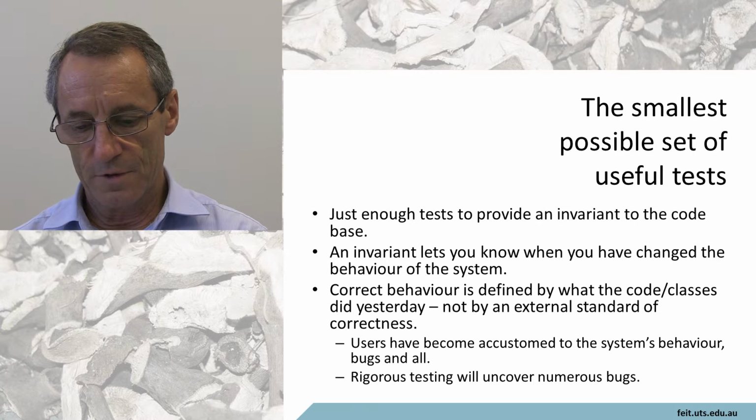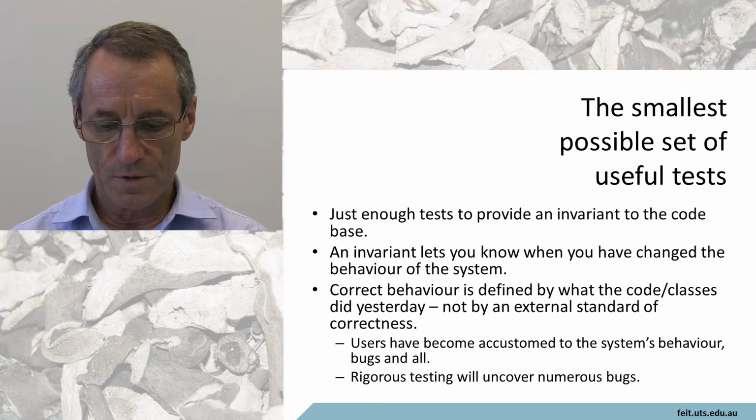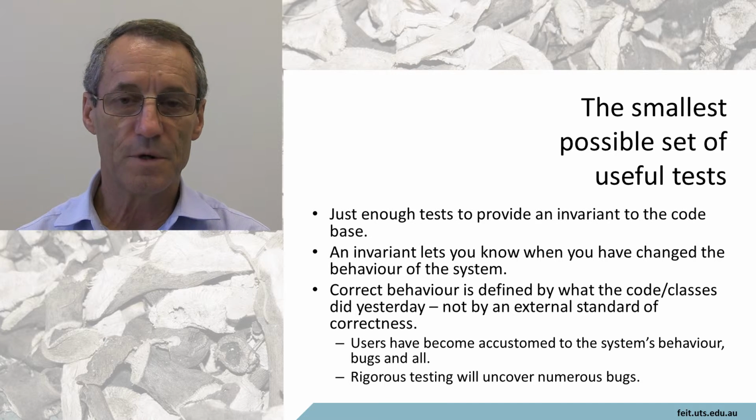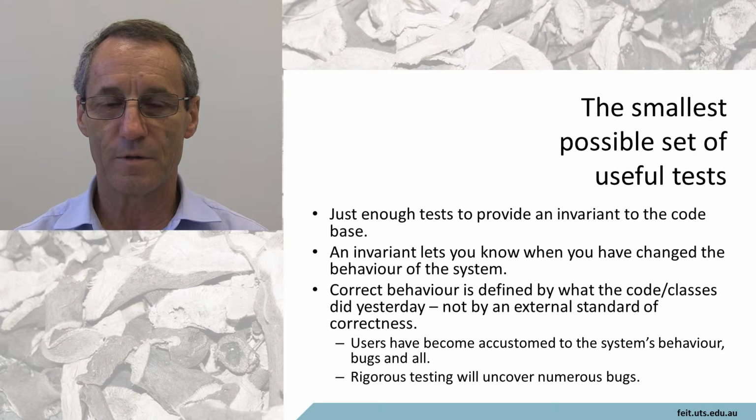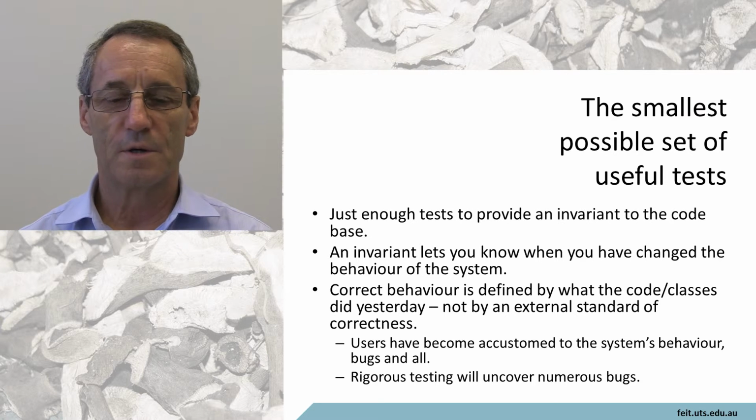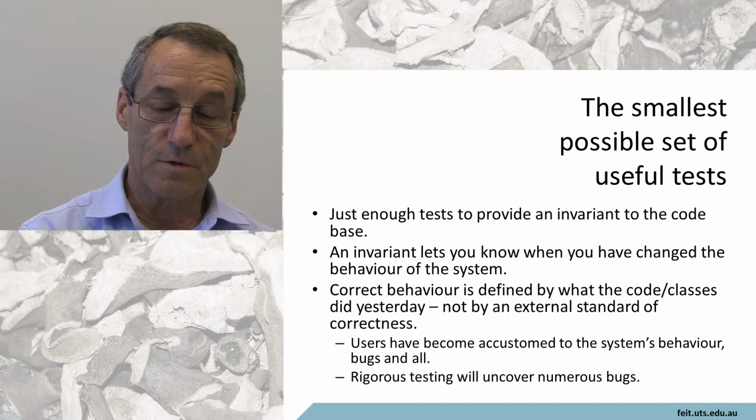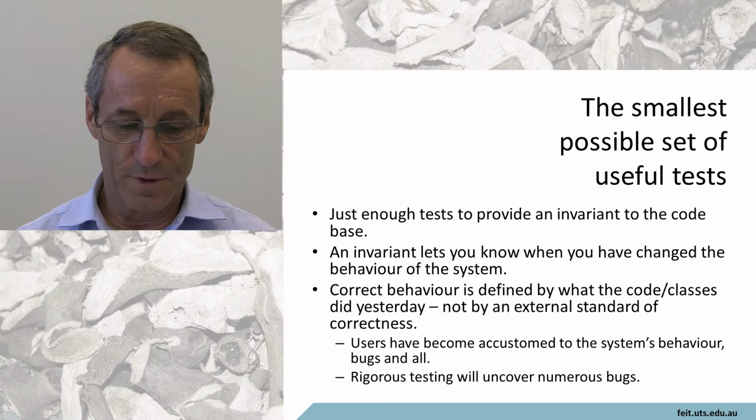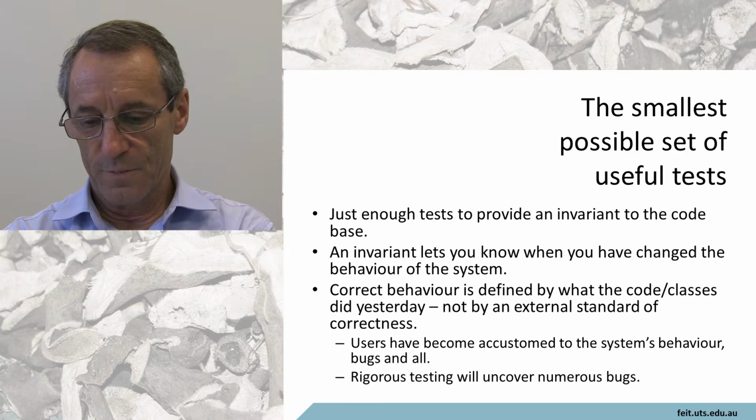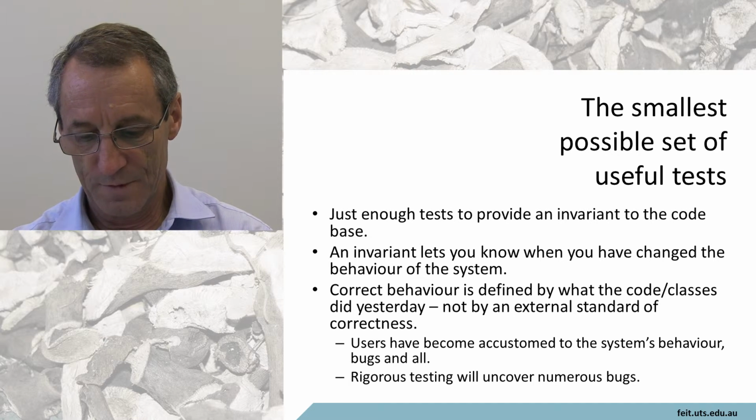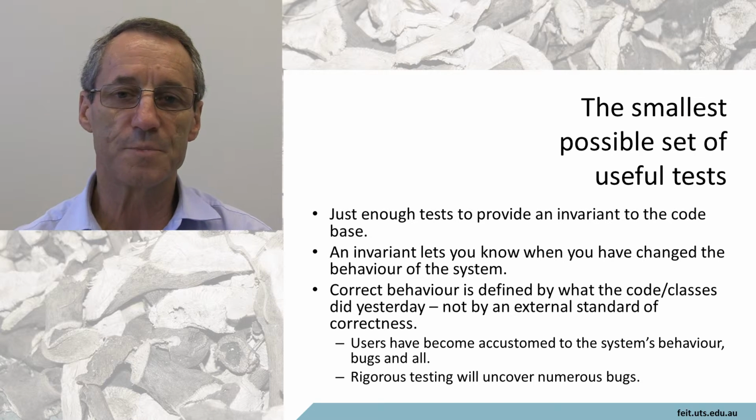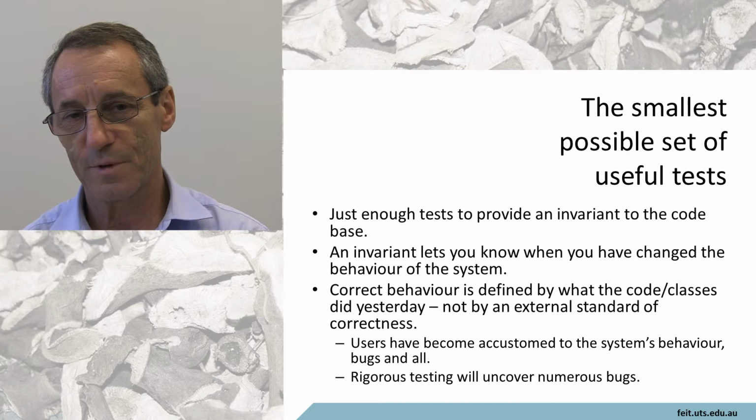The correct behavior is defined by what the code did yesterday, not by some external specification. I mean, this gets back to the idea that the code does what the code does, not what it was supposed to do. It's implemented the way it is. Users will become accustomed to the system's behavior, bugs and all. Rigorous testing will uncover numerous bugs. And the problem is, what are you going to do with those bugs?